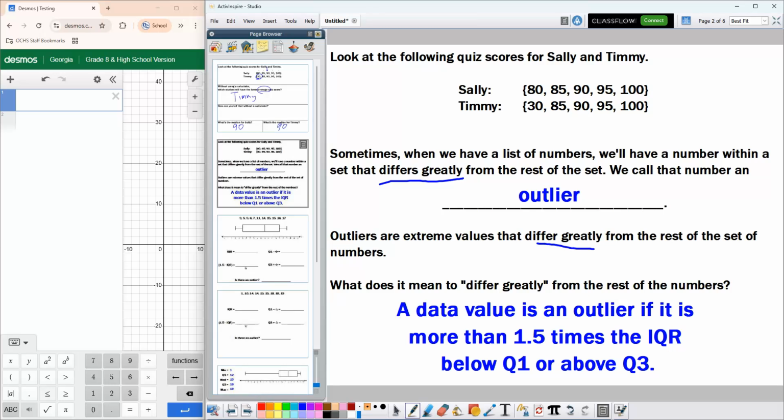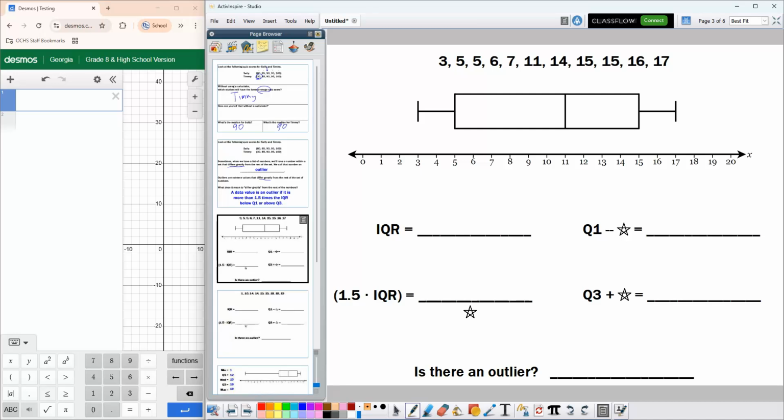Well, our definition is a data value is an outlier if it is more than 1.5 times the IQR below Q1 or above Q3. I don't necessarily expect you to memorize that. I expect you to be able to recognize that and for it to help trigger something in your brain to be like, oh yeah, I remember what to do, because we have a somewhat tedious task in front of us right here. So, we've got to find some outliers.